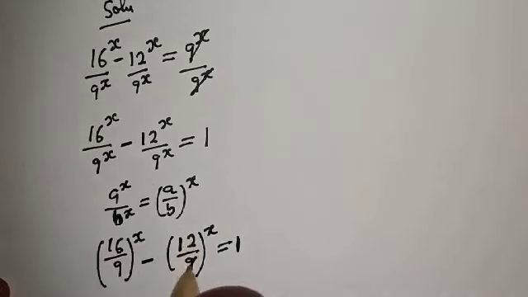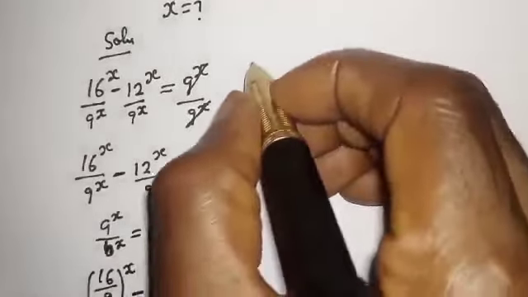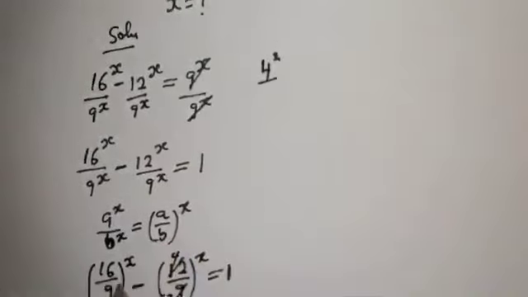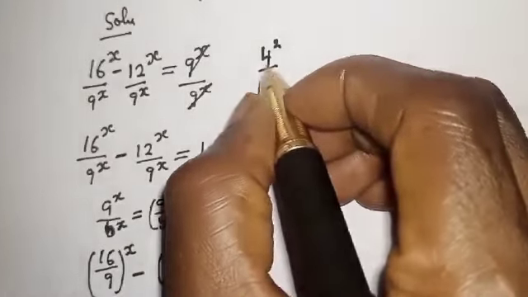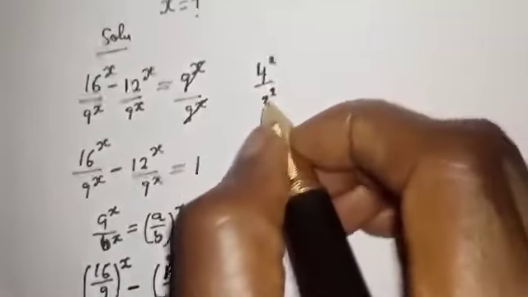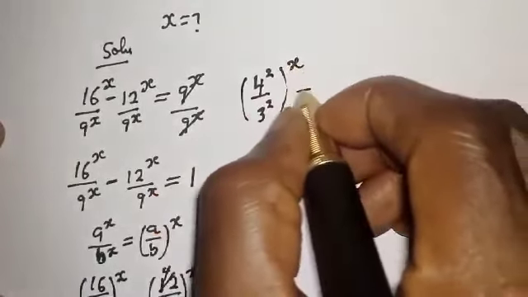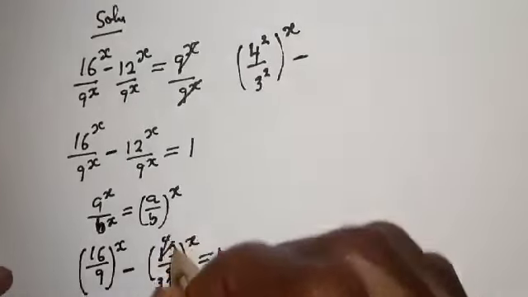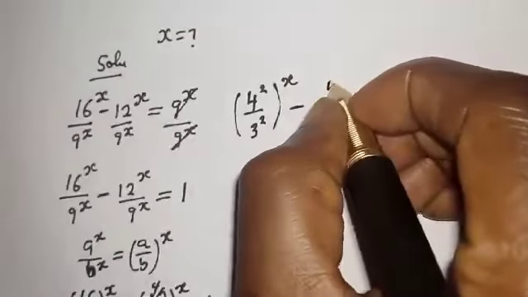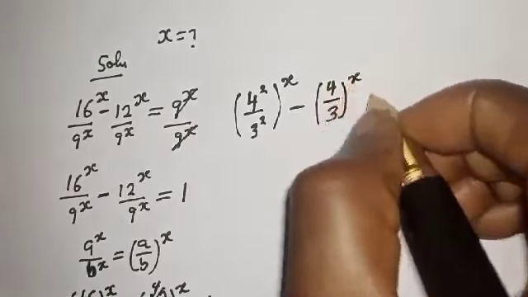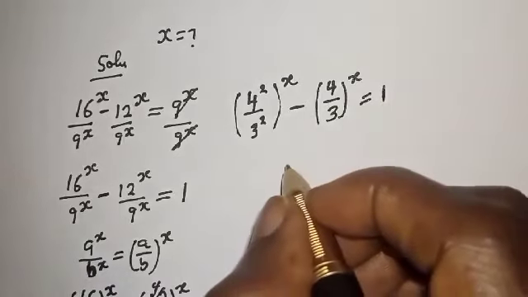Let's see, 3 here, 3 here, 4. Then 16 can be written as 4 square, over 9 can be written as 3 square, all raised to power of x, minus, here is 4 over 3, 4 over 3 all raised to power of x is equal to 1.